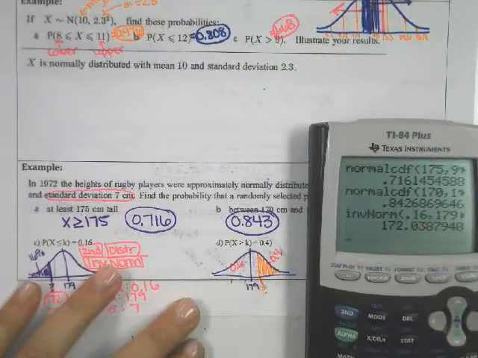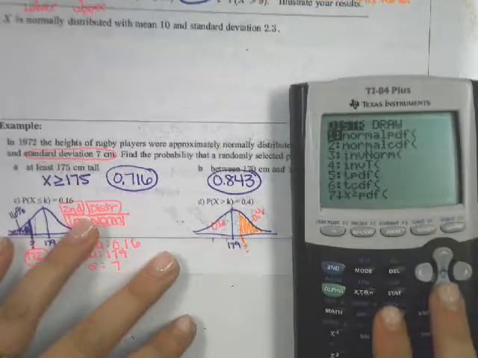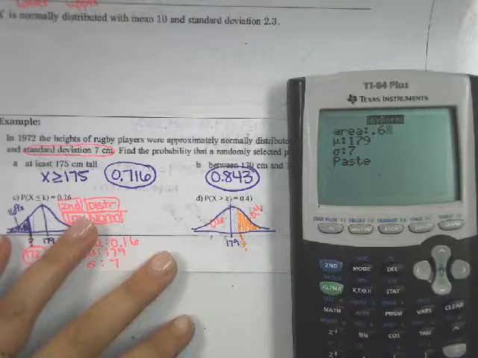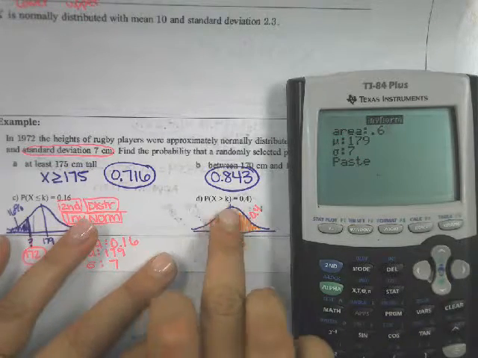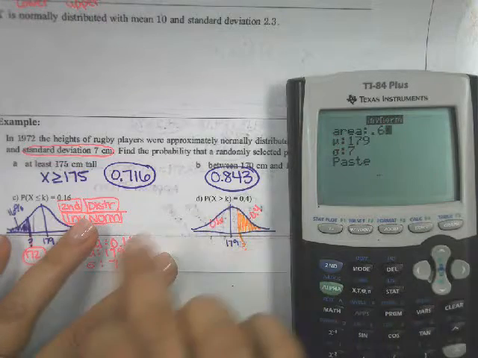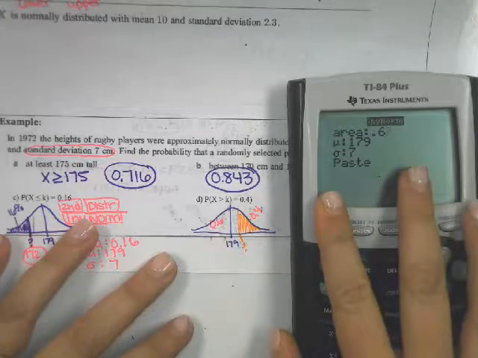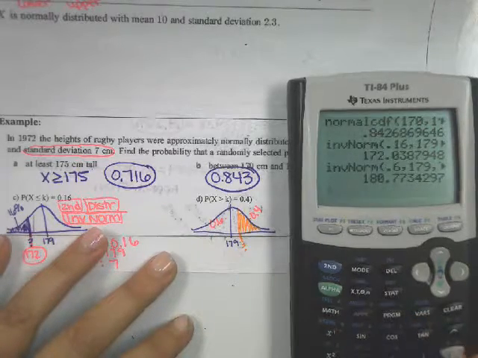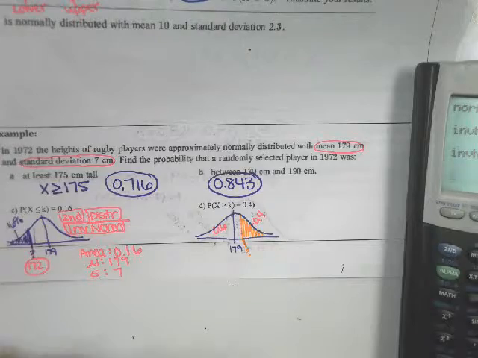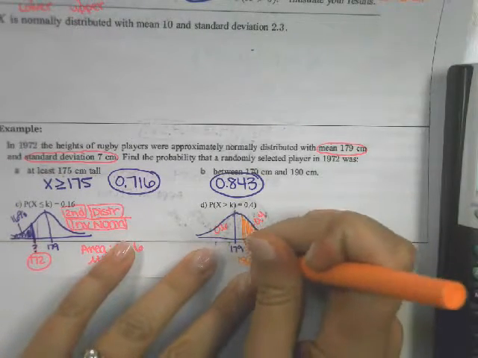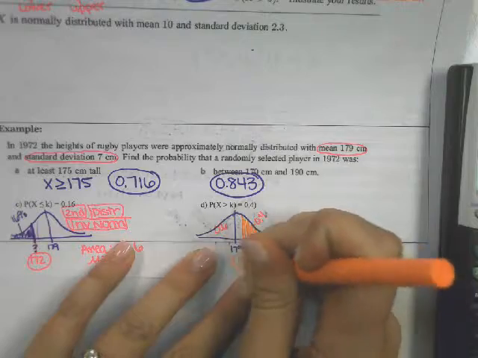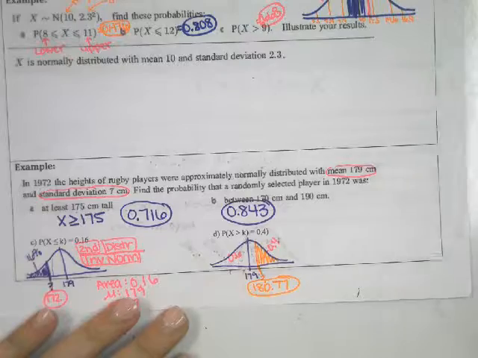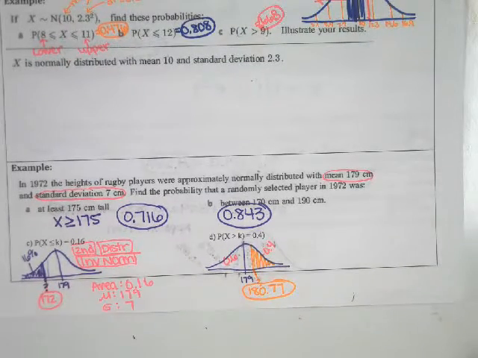And so whenever I type this one in, second vars, inverse normal, 0.6. We do not use the 0.4, and that's because it told us the area greater than, so our calculator needs us to tell it the area less than. Same mean, same standard deviation, and there it is, 180.77. So at 180.77 centimeters, 40% of people are taller than that.